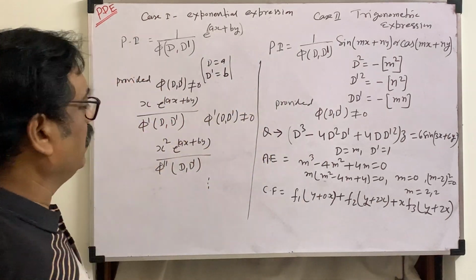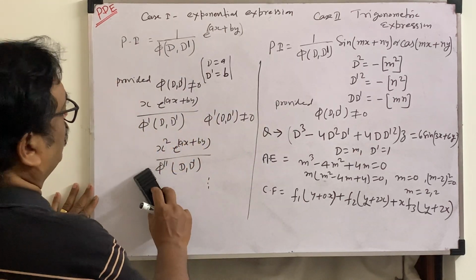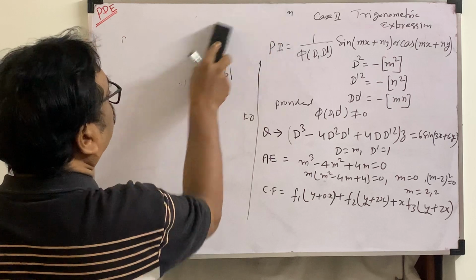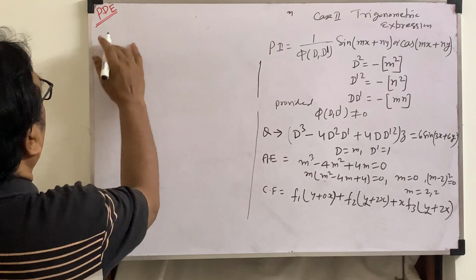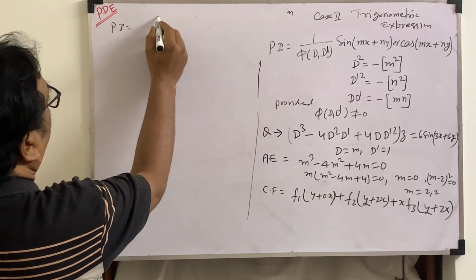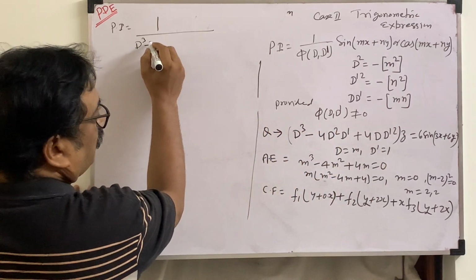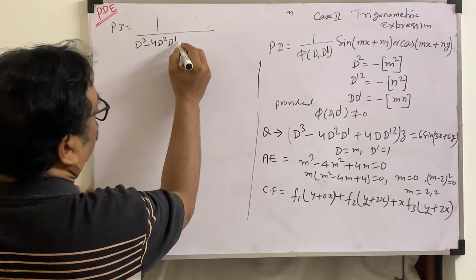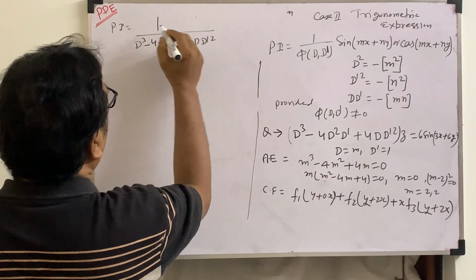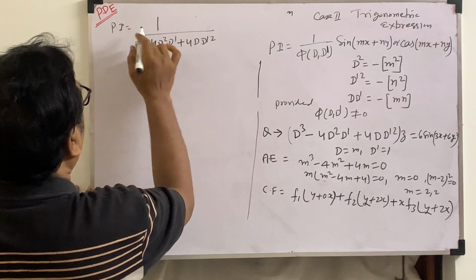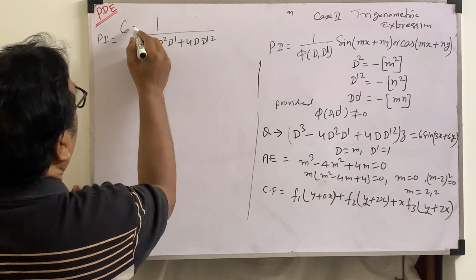Now we'll go to the particular integral. Complementary function is over. This side I will rub it, and then I will go to the particular integral. So the PI we will find out. First you write the denominator expression given here: D cube minus 4D square D dash plus 4D D dash square. What is given? 6 is given, so take the 6 here. This is PI equal to.